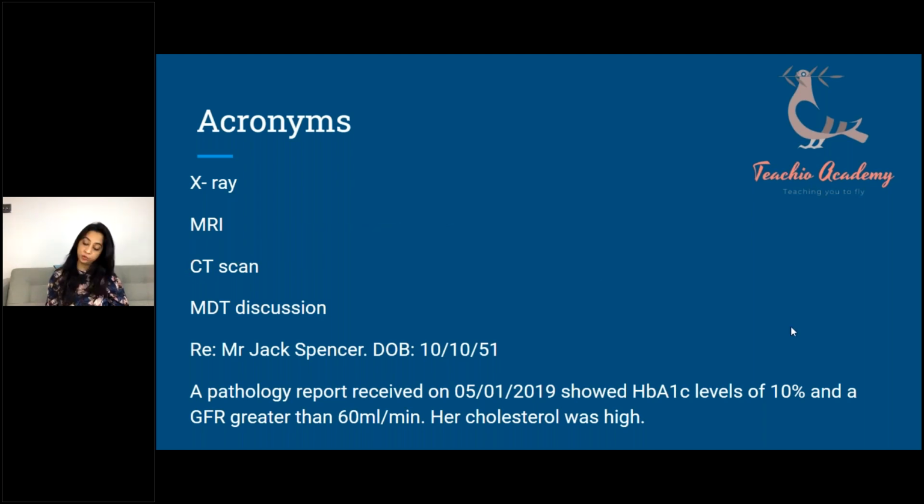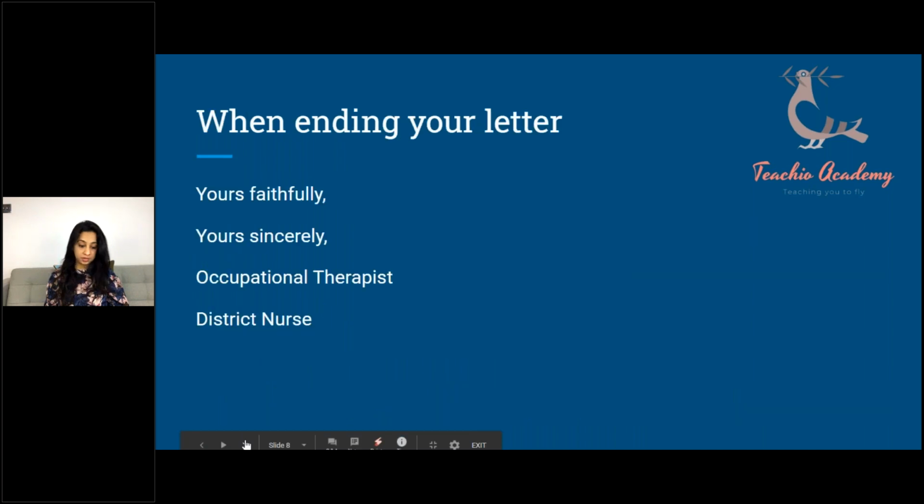Kalpana, if you don't know whether it's a generic name or a brand name, then a good strategy is that you just copy the case notes. Okay, excellent.